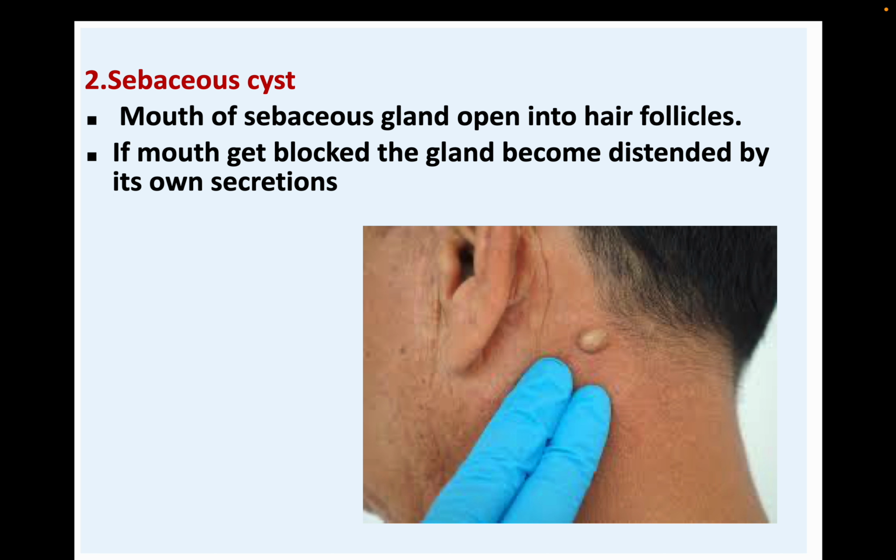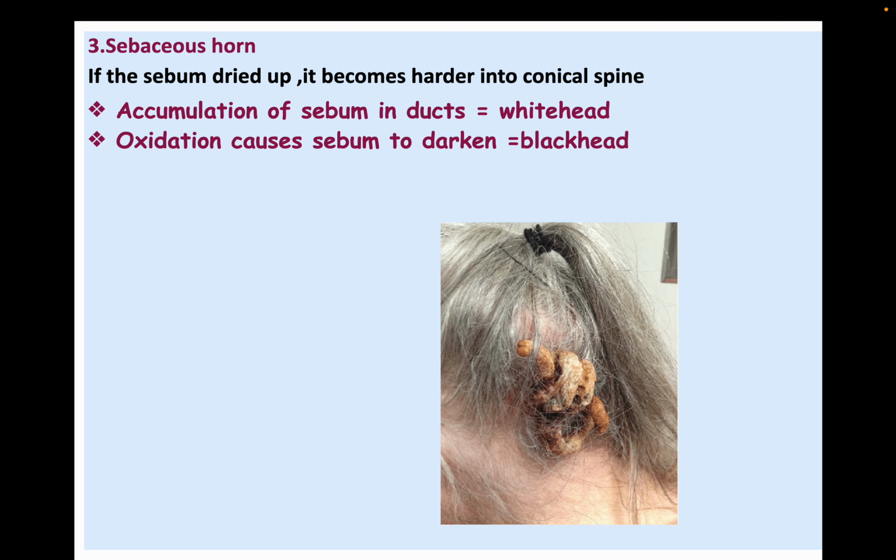Sebaceous cyst: the mouth of the sebaceous gland opens into the hair follicle. If the mouth gets blocked, the gland becomes distended by its own secretion. It forms a sebaceous cyst. Sebaceous horn: if the sebum dries up, it becomes hardened into a conical spine. Accumulation of sebum in the duct is called whitehead. Oxidation causes the sebum to darken, called blackhead.